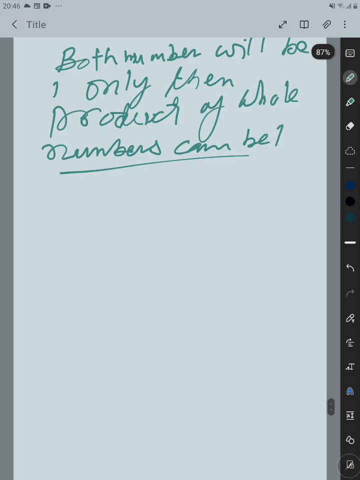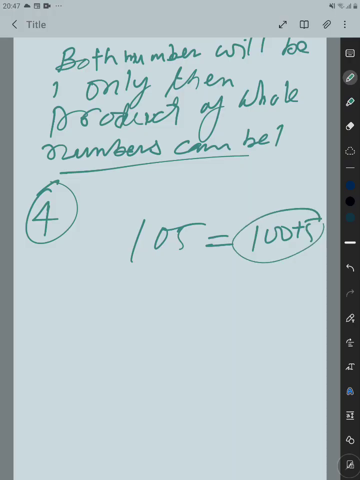Now coming to the fourth question. This was the third question. Question number 4 says, find using distributive property. So what is the distributive property? Distributive means distribution, meaning one number can be distributed. For example, 105 can be distributed as 100 plus 5, like this.